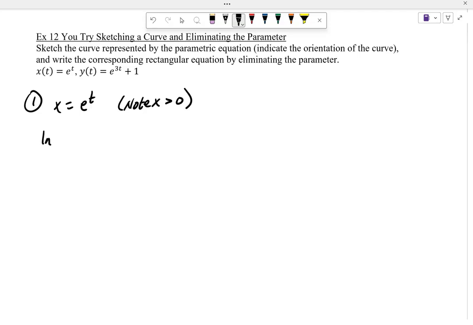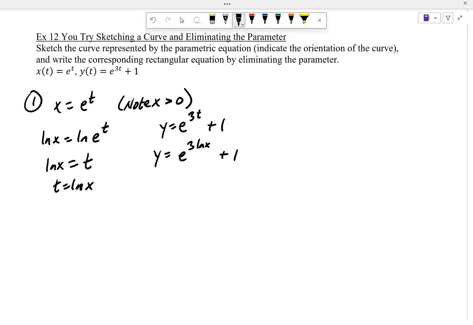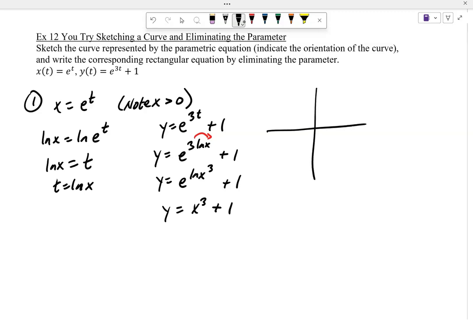Let's go ahead and take the natural log of both sides to undo e. So we got t being the natural log of x. And then let's shove it into y equals e to the 3t plus 1. Let's throw that in for t times t, the ln of x, plus 1. Now I'm going to use the power rule here. So that is e to the ln of x cubed. So e to the ln of x cubed is just x cubed. So I've got a cubic, right? I think about, here's my cubic, but I got to bump it up 1. So it's going to look like that.